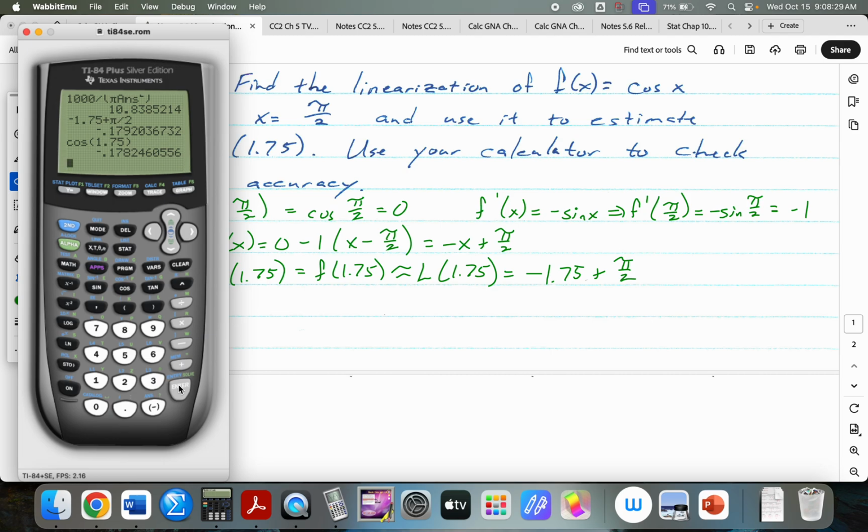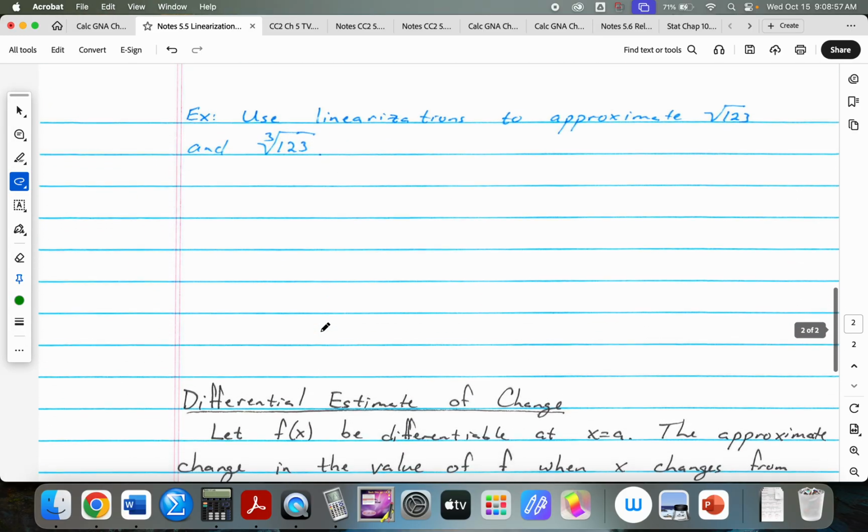That's a really good approximation. Now, why is it such a really good approximation? Well, part of it is pi over 2 is 1.57, and we're at 1.75. We're really close to our point of tangency. And again, generally speaking, the closer you are to the point of tangency, the better your approximation is going to be.